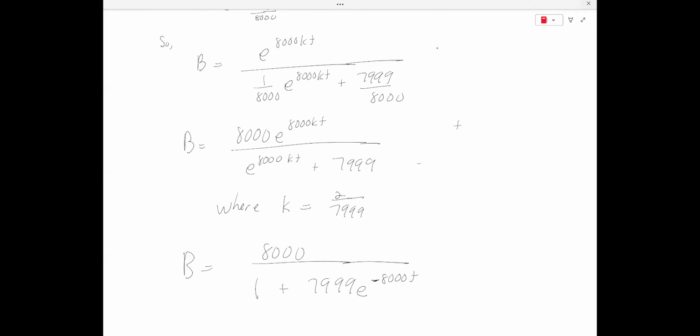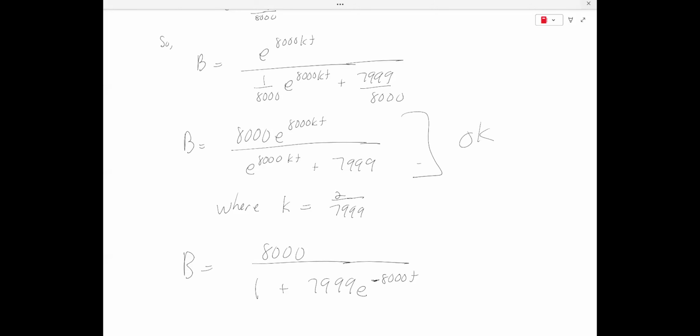Yeah, basically, you multiply up and down by the conjugate. But yeah, put a negative 8,000. Make it e to the negative 8,000 kt here. This is okay here too, right? This is okay if you leave it like this. That's okay. This answer here is okay.